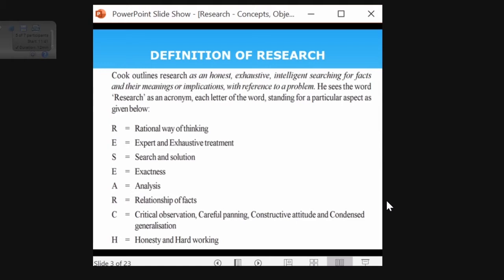E is exactness. You have to report the problem and the solution to the problem exactly as it is, and you have to do a continuous analysis and relationship of facts. You have to establish a relationship between both the facts. In previous research, some might have said due to technology people are not coming to the library. In your research you are saying like that, you have to establish the facts between previous research and your own research. C is critical observation, careful planning, constructive attitude, condensed generalization. You have to observe critically for all the possibilities. So what could be this reason, what could be that reason.